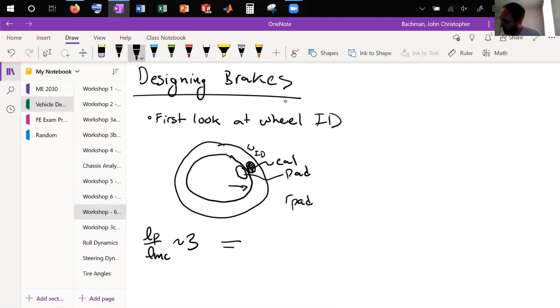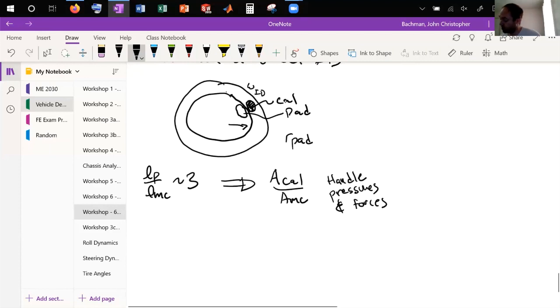And with all this information, you can now see the area of the caliper over the area of the master cylinder. So then I'm going to start to research brake systems where I can get this area ratio right, and that can handle the pressures and the forces that you now know about the system, right? So now you start to look at what's the lightest you can get this system at this point.